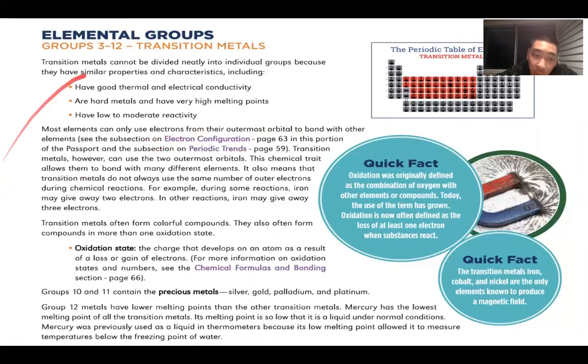That's the reason why those previous ones are so reactive, and this one isn't really, because a lot of the elements in here are a lot more stable. A lot of common ones are in here. We have iron in here.